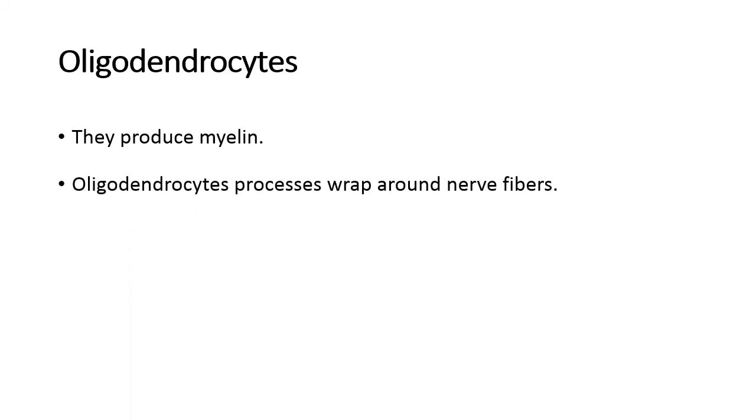They are four types: the oligodendrocytes, the astrocytes, the ependymal cells, and microglia. The oligodendrocytes produce myelin, and their processes wrap around the nerve fibers and insulate them. So they produce the myelin sheath, similar to Schwann cells in the peripheral nervous system.